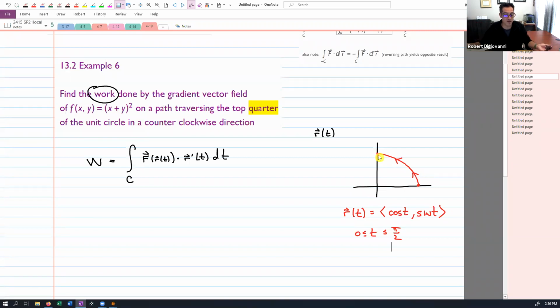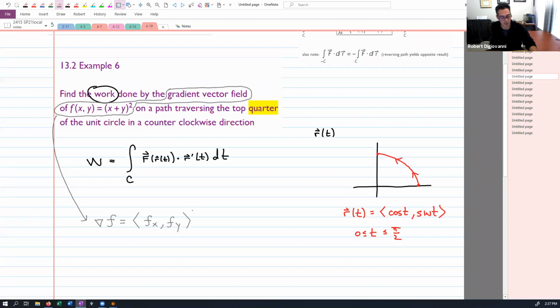Now, what's the vector field? Well, this is why it's a little tricky. It's the gradient vector field of that scalar function. So you have to go back to when we studied gradient vector fields. How do you create the gradient vector field from a scalar function? The gradient of a scalar function is equal to a vector function that is made up of the partial derivatives of that function.